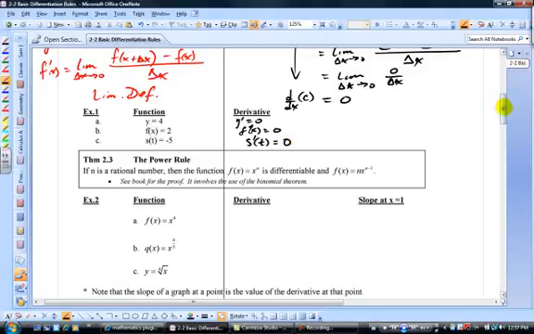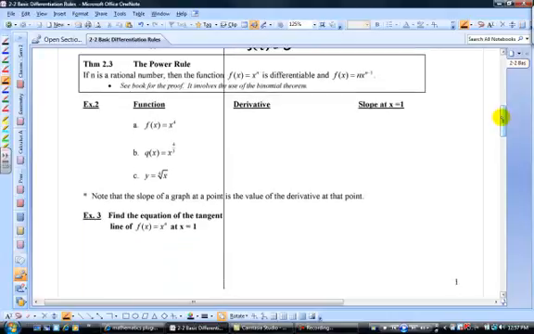The next basic rule is called the power rule, and that tells you how to take a derivative of a polynomial function, or any function raised to some power. If n is a rational number, so it could be fractional, given the function f of x equals x to the nth power, is differentiable, and f prime of x equals n times x to the power of n minus 1.